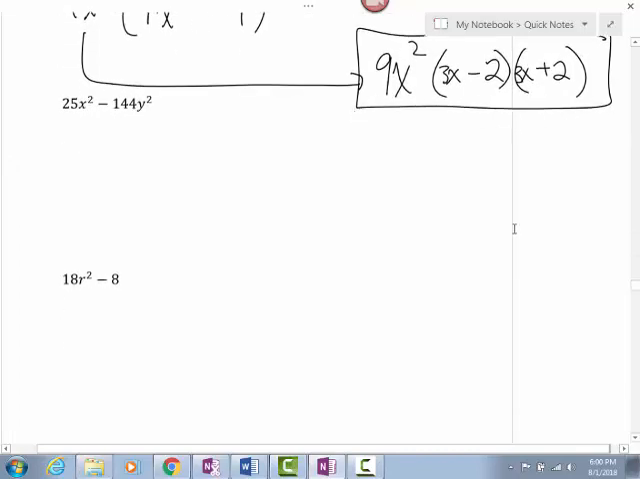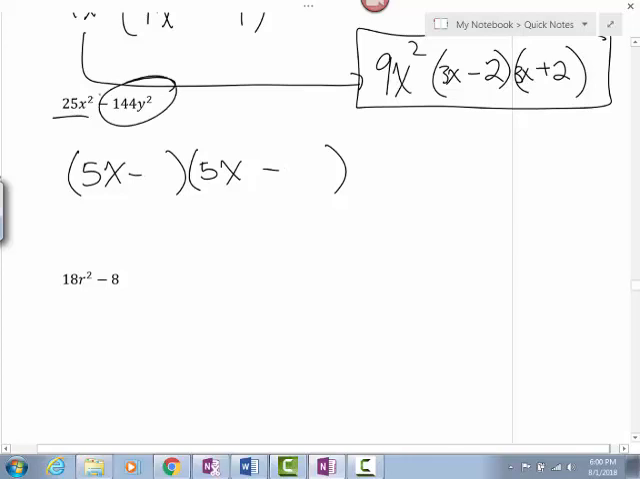So in this next problem here, again, I have 25x squared minus 144y squared. So I'm going to go ahead and do the same thing, set up my two parentheses. Since that's 25x squared, that needs to be a 5x, and that needs to be a 5x. One's going to be a minus, one's going to be a plus. Since that's 144y squared, one needs to be a 12y, and the other one is a positive 12y.